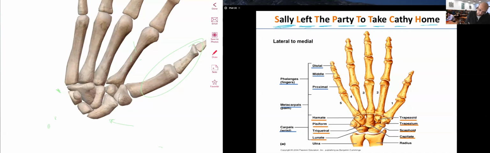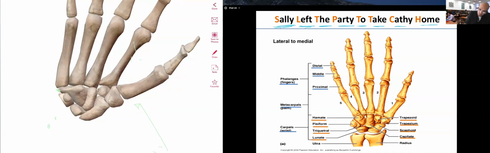So Sally, next is gonna be, I'm starting again by the proximal row, then I will go to the distal row. Every time I start a row, I start from lateral to medial. So this is going to be the first one here, Sally. Next is going to be left the party. And then I will go to the distal row here. I start again from lateral to medial. To take Kathy home.